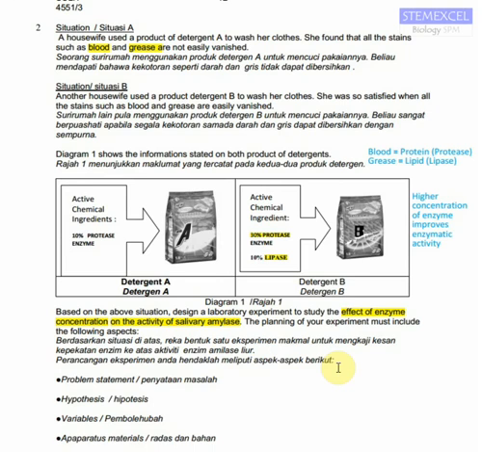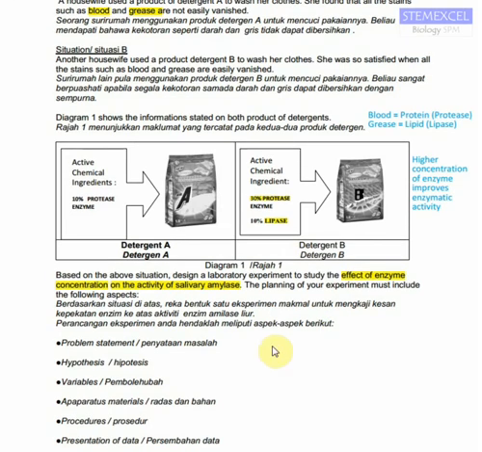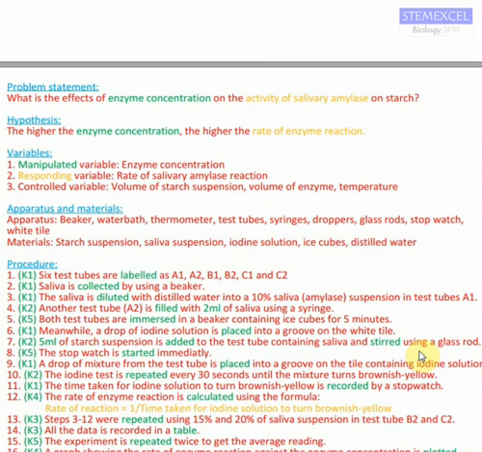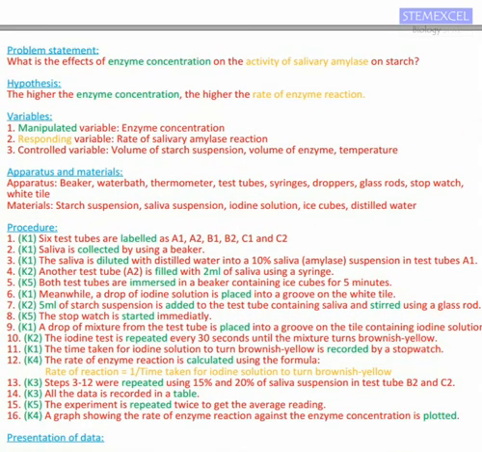So let us look at how we address each and every one of these aspects here. So the first one is the problem statement. From the above, we can modify the question that they ask us into something that looks like this. Always start with the question. So here we use "what": What is the effect of enzyme concentration on the activity of salivary amylase on starch?